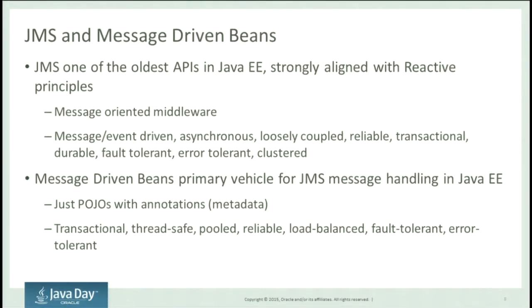Again, by virtue of JMS, you get a whole bunch of those nice reactive features that help you build robust asynchronous systems. Again, things like transactions, thread safety, pooling, reliability, load balancing, fault tolerance, error tolerance, and the like. All simply delivered to you as POJOs and annotations. So it is an extremely powerful programming model that you should not underestimate.